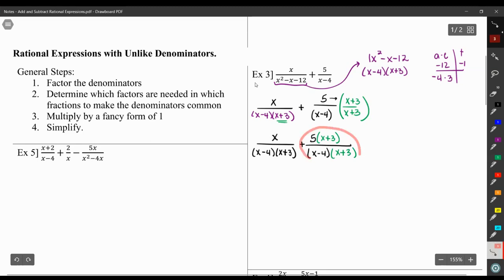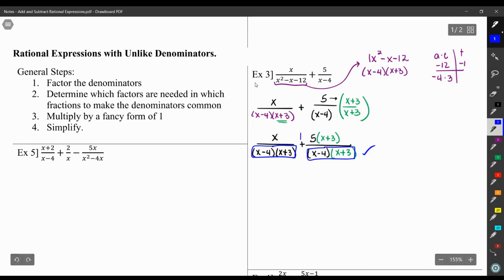So if you notice, this is something that we could technically simplify. x plus 3 divided by itself, we can simplify that out because it's a 1. However, if we do that, we end up back where we started, which isn't helpful. We're trying to combine these together. So if I look at the denominators now, we have x minus 4 and x plus 3, x minus 4 and x plus 3. So these denominators are now the same.